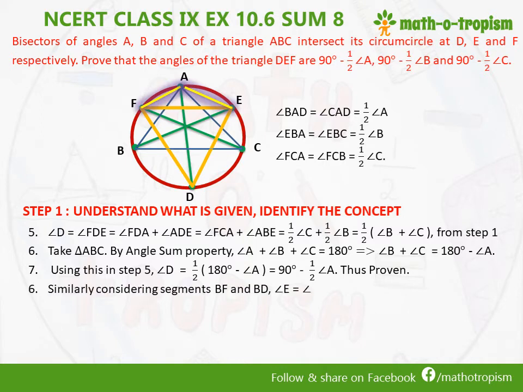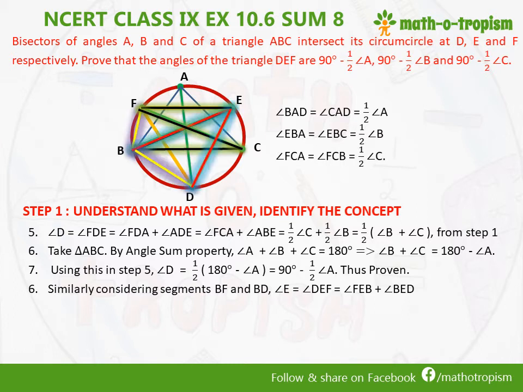Similarly, we will consider the segments BF and FD when we are considering the angle E. So again, angle E, DEF, is equal to angle FEB plus angle BED, and when we see, it is nothing but angle FCB plus angle BAD, which is nothing but half of angle C plus half of angle A.